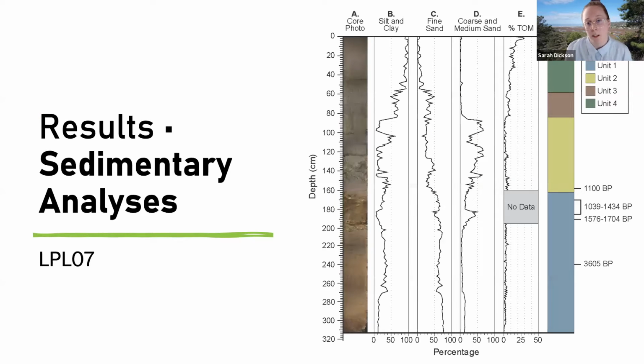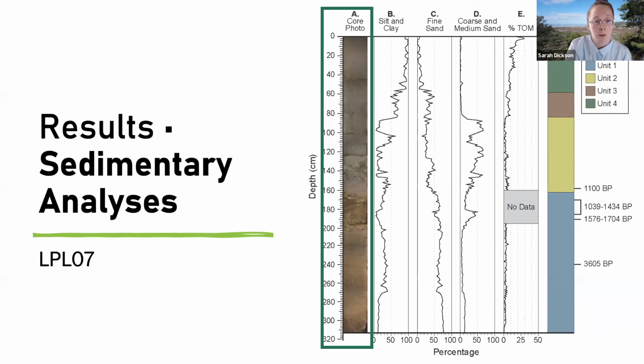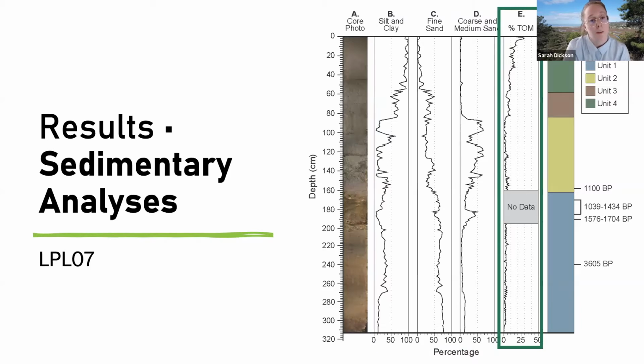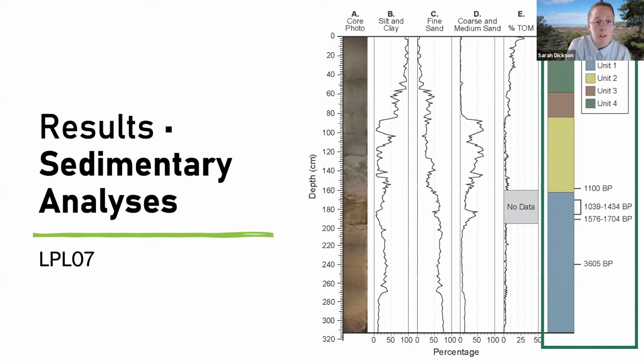So to bring that into context, we created a stratigraphic column for core 7. I just want to start by orienting you to this type of figure, which will be shown for each core. This figure shows the core photo, with the surface of the core being the top of the figure. The photo is followed by the distribution of mud, fine sand, and coarse sand, the percentage of total organic matter, and lastly, the stratigraphic column that breaks the core into the 4 different units as determined by the ternary diagram, and also with radiocarbon dates. In the strat column, blue represents unit 1, yellow is unit 2, brown is unit 3, and green is unit 4.